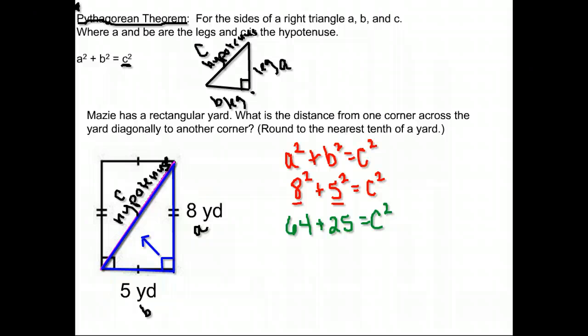Okay, now we add those together. So 64 plus 25 gives us 89. Very good. And we're still trying to solve this for C. The problem is that C is squared. How do you get rid of a squared? When we want to get rid of addition, we subtract. And when we want to get rid of multiplication, we divide. What's the opposite of squaring something?